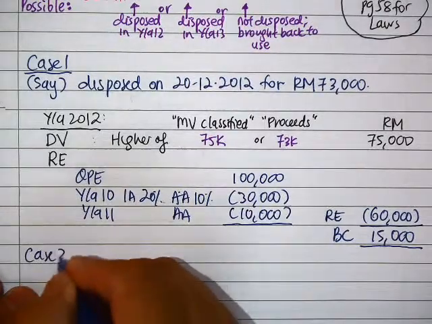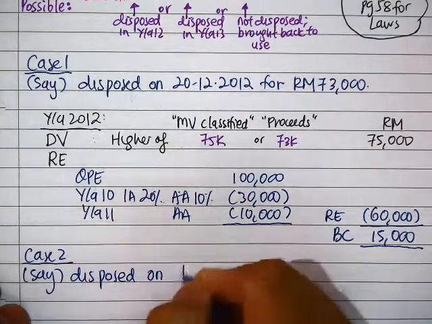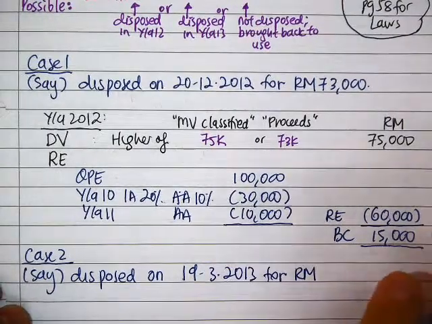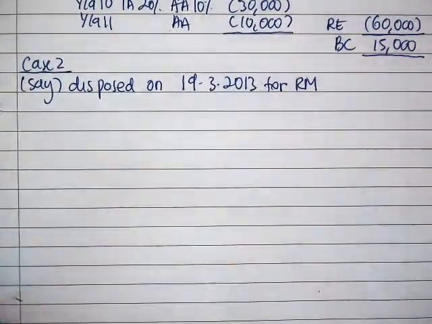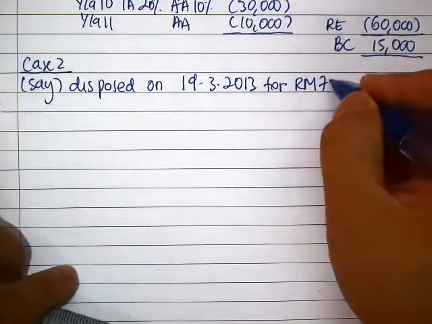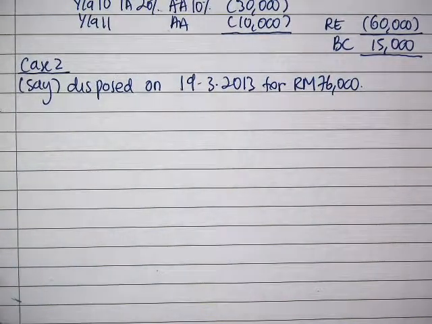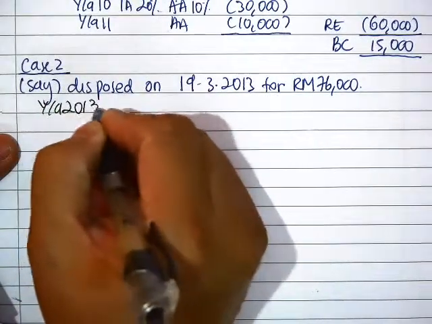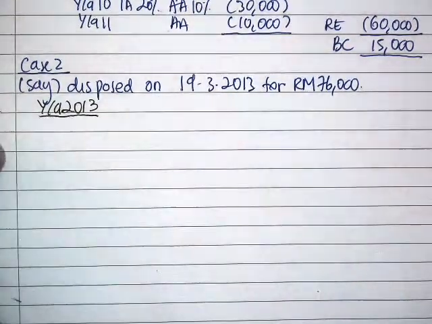Now let's say in case number 2. Now let's say I dispose it on 19th of March 2013 for 76,000. Okay? Simply give a figure, okay? Alright. So now YA 2013 is the disposal.